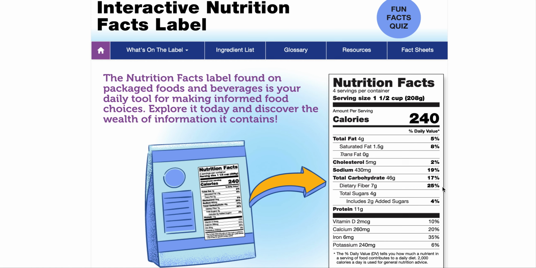The next step you want to do is choose foods low in saturated fat, added sugars, and sodium.